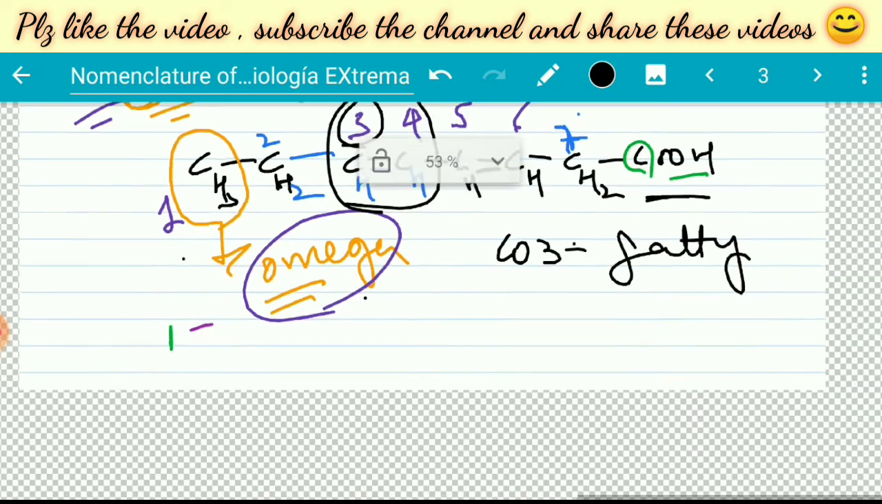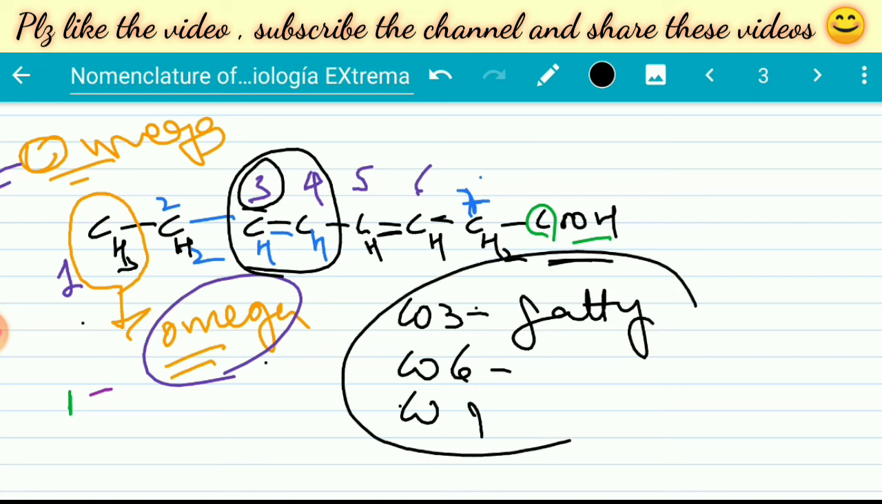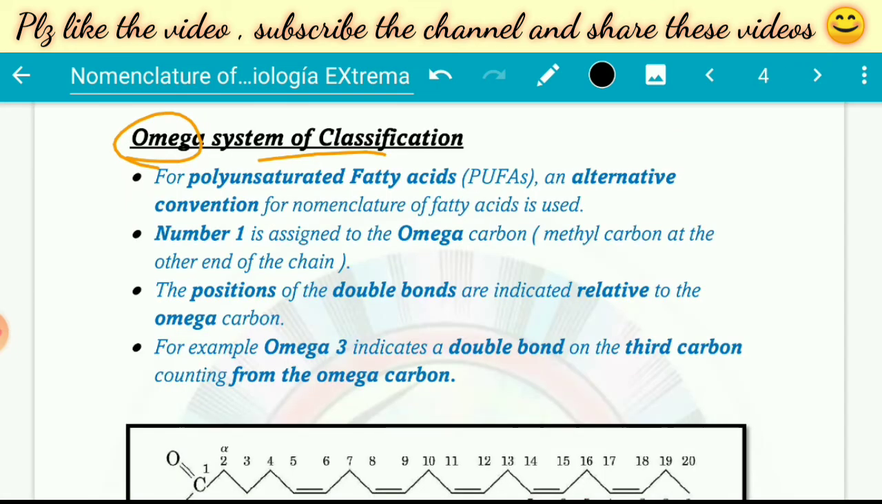Similarly, if it's between 6 and 7, we can write omega 6 fatty acids. If it's between the 9 and 10 carbon atoms, we can write omega 9 fatty acids. So these three types of fatty acids are important.